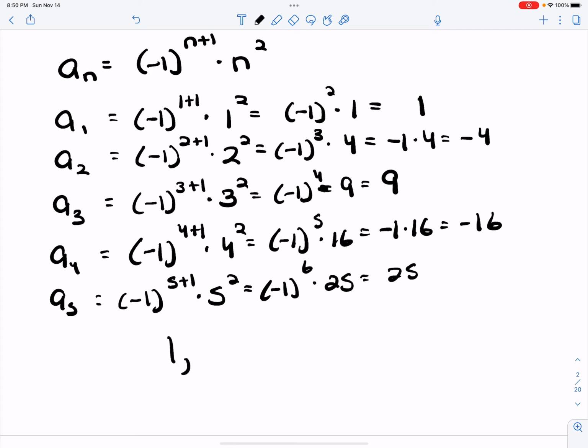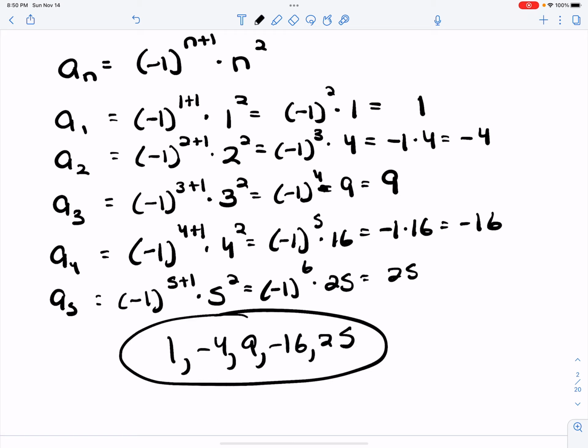So you've got 1, comma, negative 4, comma, 9, comma, negative 16, comma, 25. So that's the first 5 terms of that sequence. So the domain included 1, 2, 3, 4, 5, that finite set of natural numbers. The range ended up being 1, negative 4, 9, negative 16, and 25.